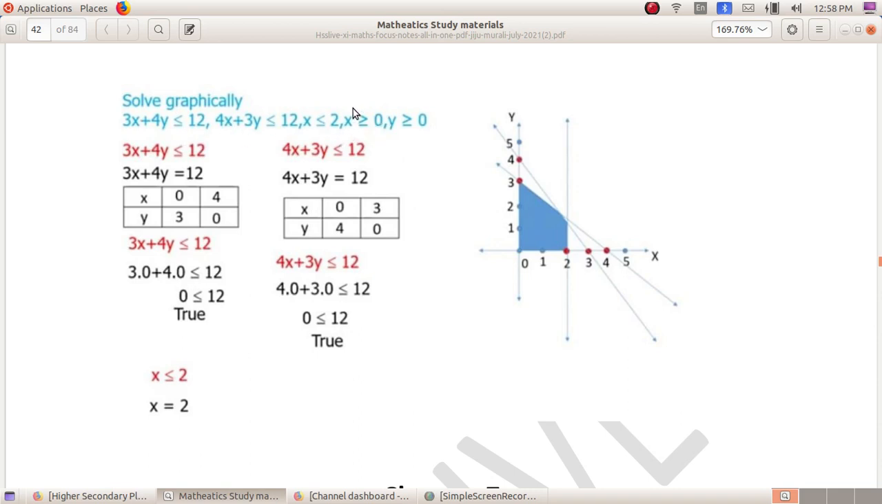So you don't bother about these 2 concepts, because this means you are allowed only to take x and y as positives. That is x greater than 0, y greater than 0. That is why we brought only the first quadrant, because here x is positive, y is positive. That is mentioned here. x is positive, y is positive.